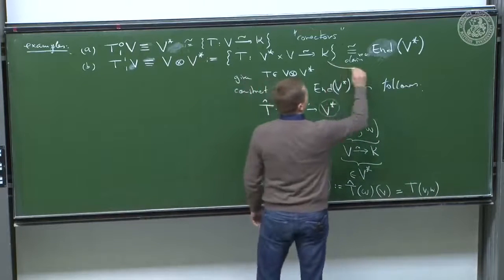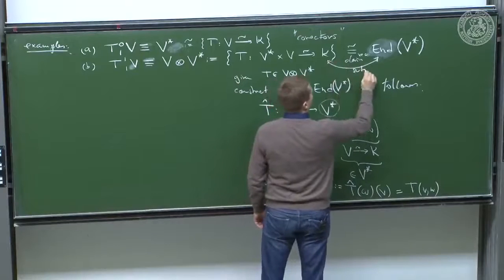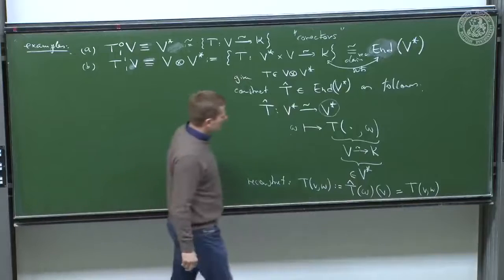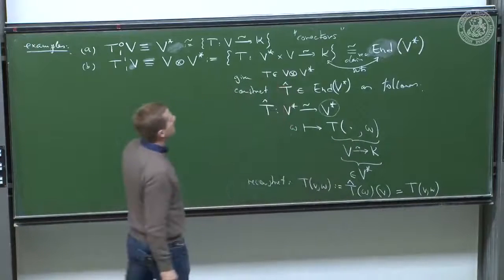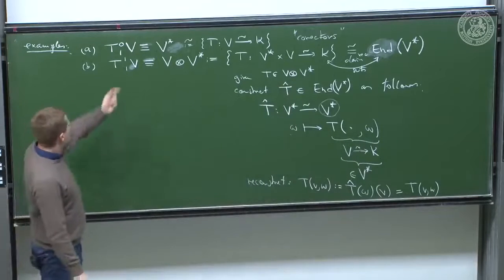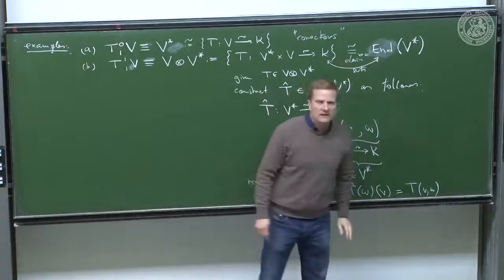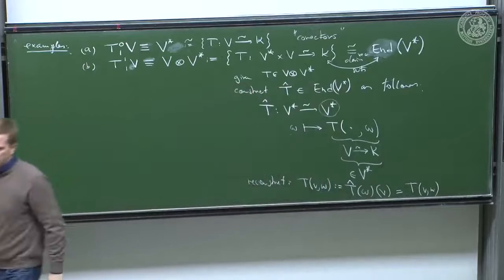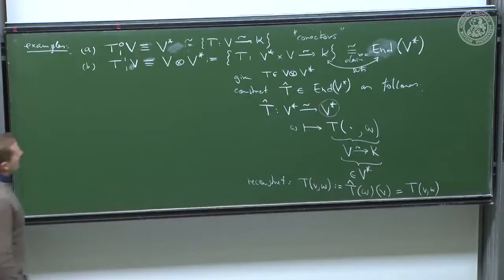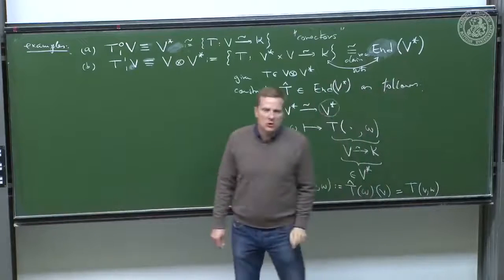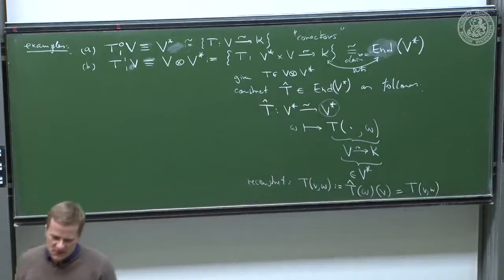So as sets, you have this bijectively, and the question is, is it linear? Well, you check this is also linear. So we saw that the 1-1 tensors over a vector space are isomorphic to the endomorphisms on V star. Now, you might also feel that it might also be the same as the endomorphisms over V. But this is generically not true.